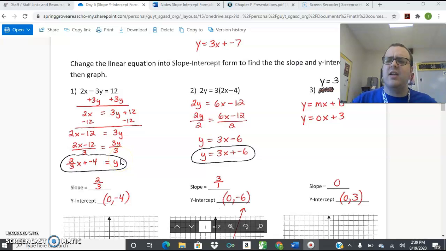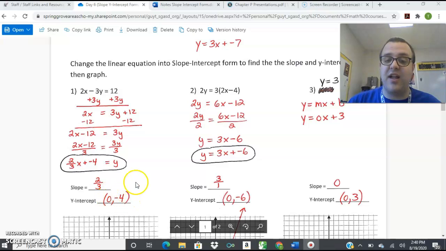And you might say, Mr. Guy, your y is on the wrong side. It's not y = mx + b. The y can be on either side, okay? What we're really looking for is that we have something times x and then plus or minus a number, okay? So a number times x plus or minus a number. And that's what we have on this side, 2/3 times x and then minus 4, and that's going to equal y. For this one, 2/3 is my slope, and then -4 is the y-coordinate of my y-intercept, so (0, -4) is my y-intercept.